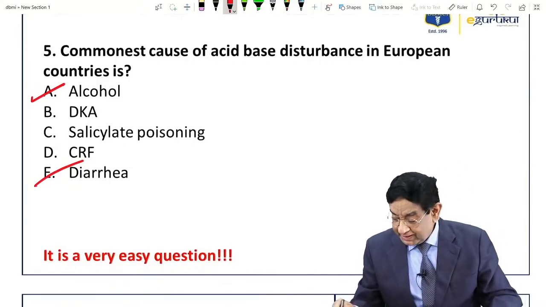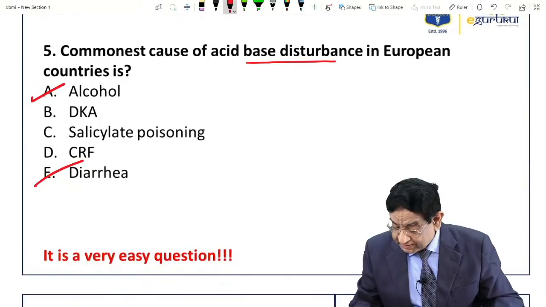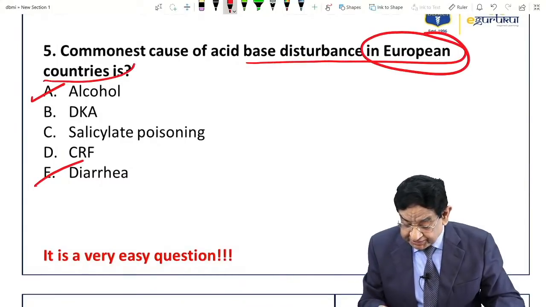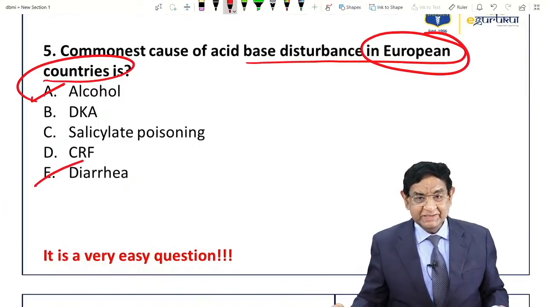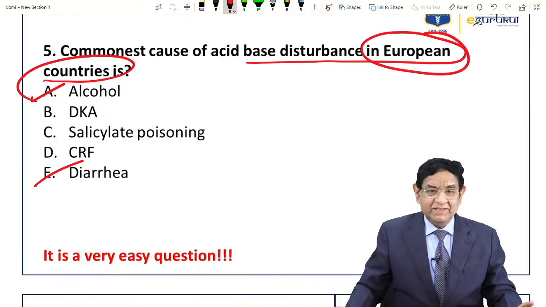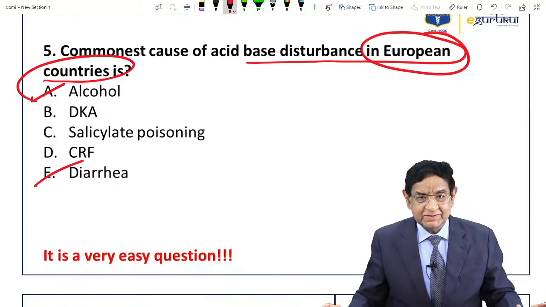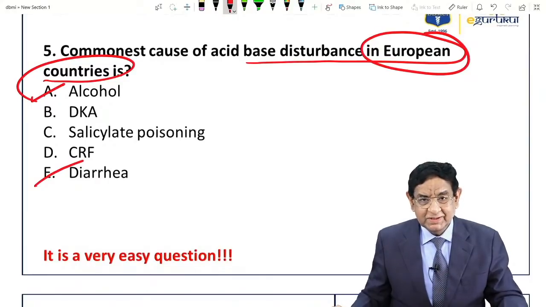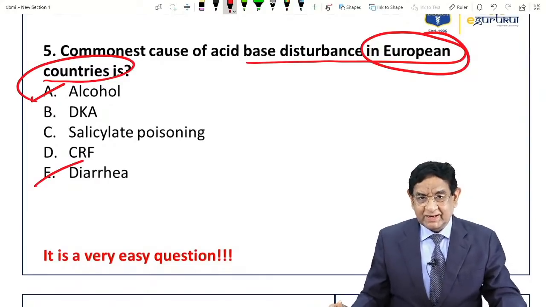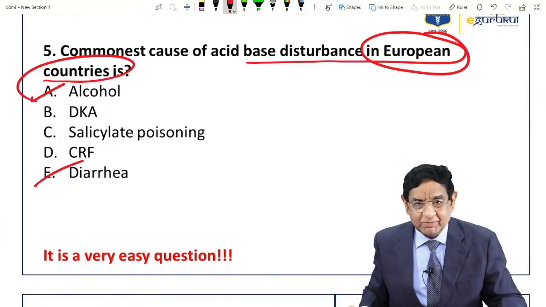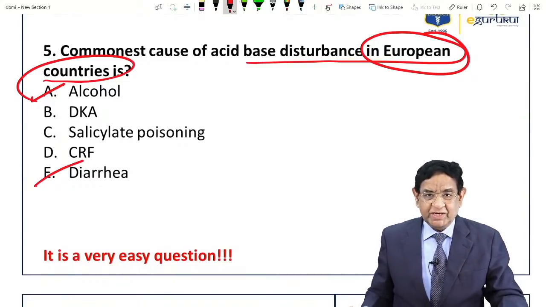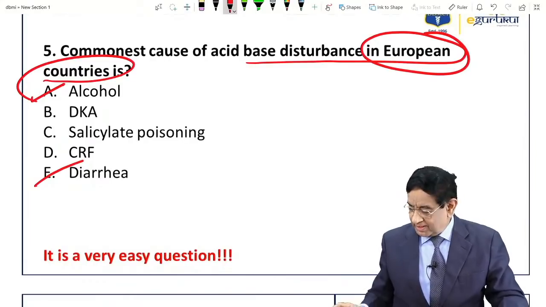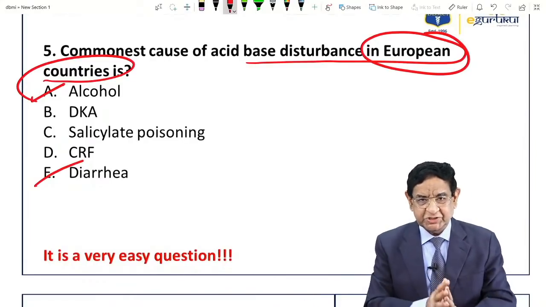The moment you think of acid-base in European countries, you think about Paris, London, some other Western countries, and in Western countries, alcohol is very commonly used. They consume liquor, as we in the Indian subcontinent or Northeast, Southeast Asian countries consume tea. They consume liquor, it is in the culture.